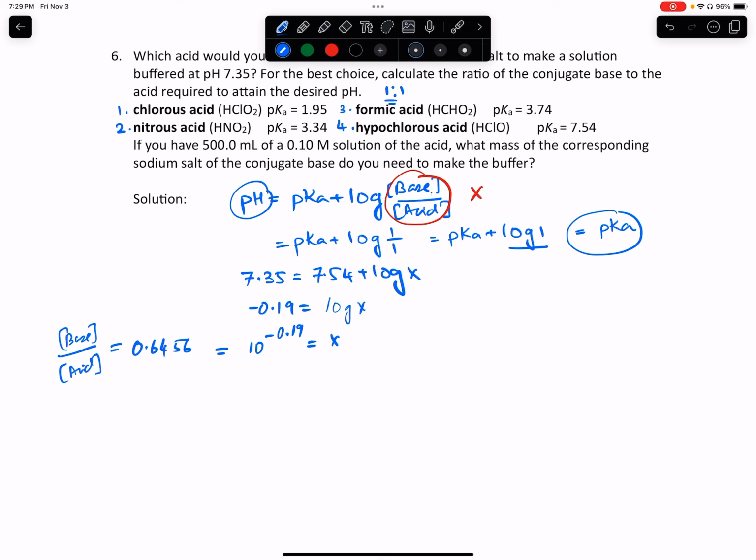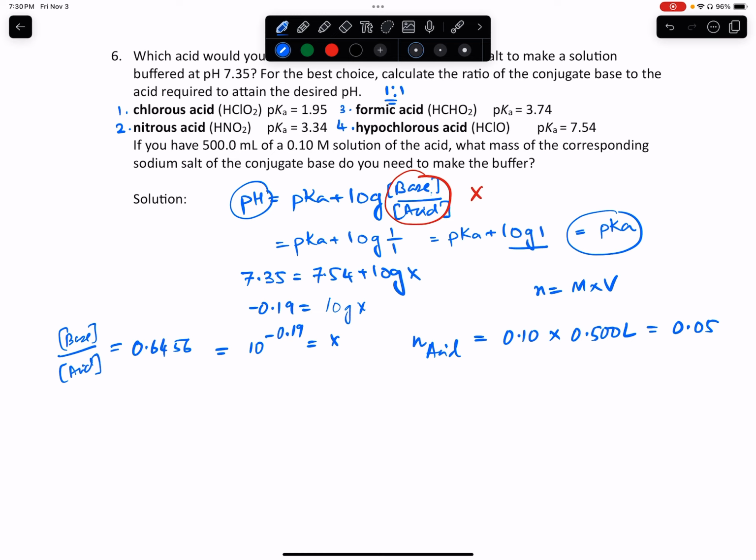The number of moles of acid, let's call that n acid, would be equal to molarity times volume. The molarity given to us is 0.10, and the volume is 500 ml. We have to convert that to liters, so that's 0.500 liters. We multiply that together and we get 0.05 moles.